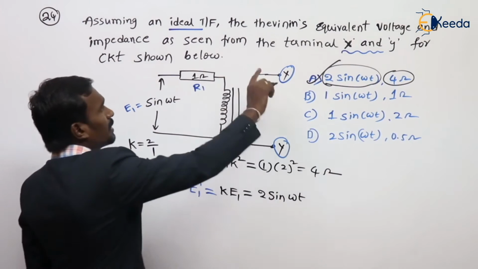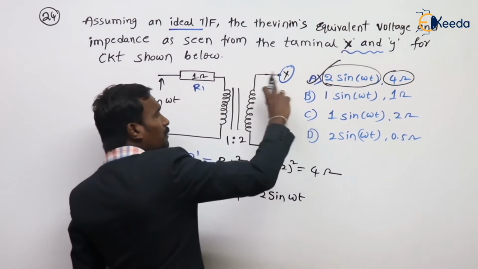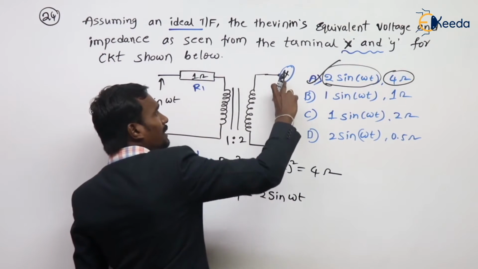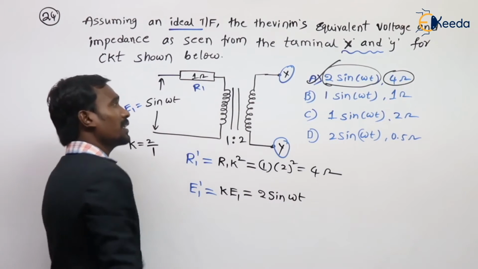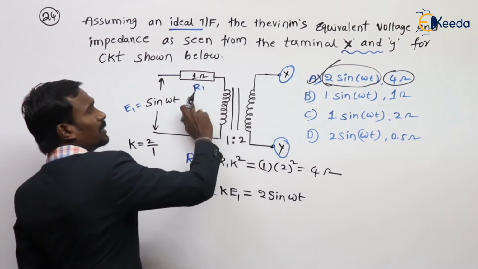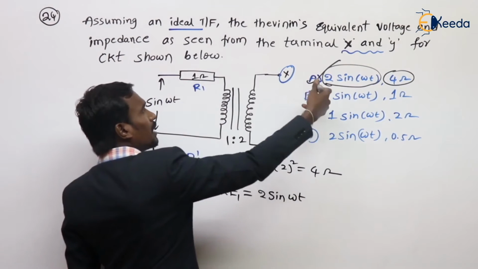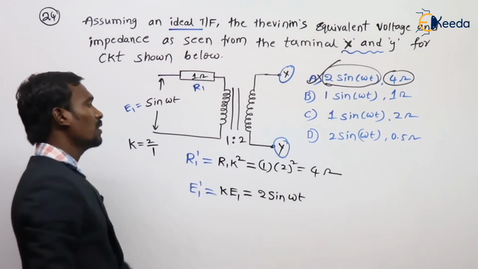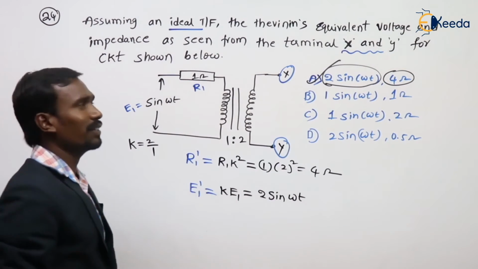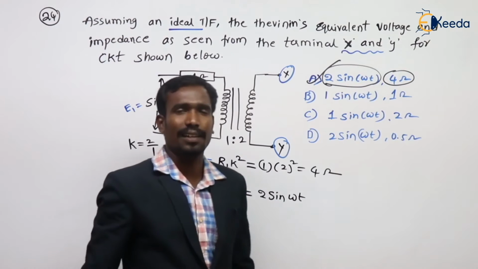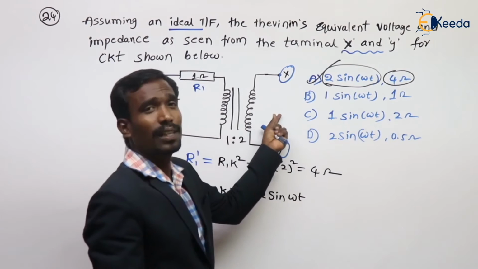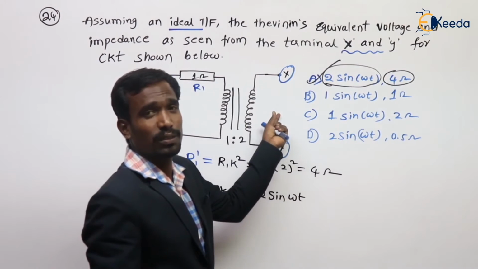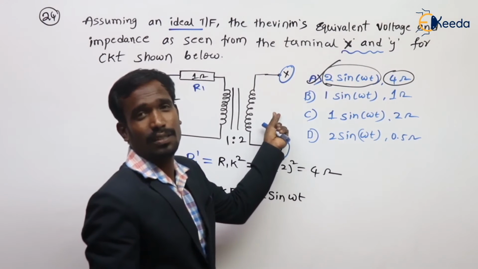Very simple. The equivalent seen from the X and Y terminals, nothing but R1 dash and E1 dash. You have to calculate R1 dash and E1 dash. Then you can get the answer clearly. This is about the Thevenin's equivalent circuit question based on the transformer.